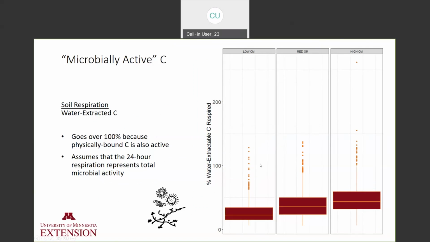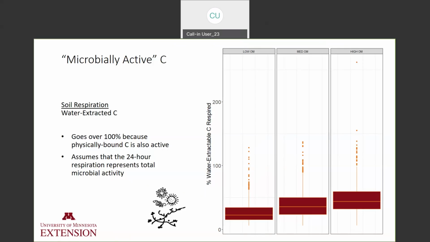But it goes over 100%, you see, even in low organic matter soils, because physically bound carbon may also be active or accessible to microbes in that 24-hour respiration. And then once again, that 24-hour respiration doesn't represent total microbial activity, it's just a potential, more or less. So our soils here fall kind of between 25 and 75% microbially active carbon.